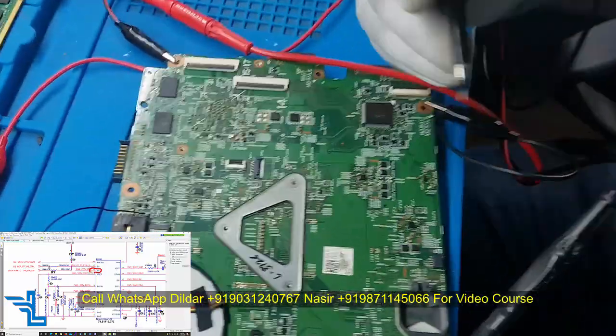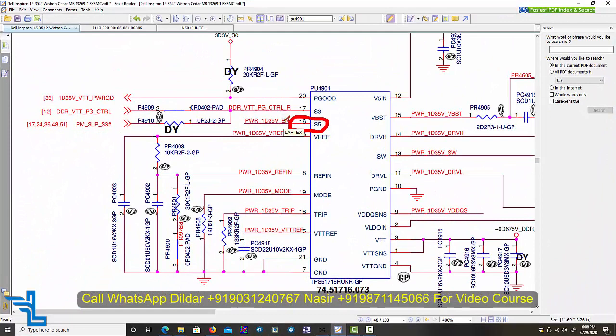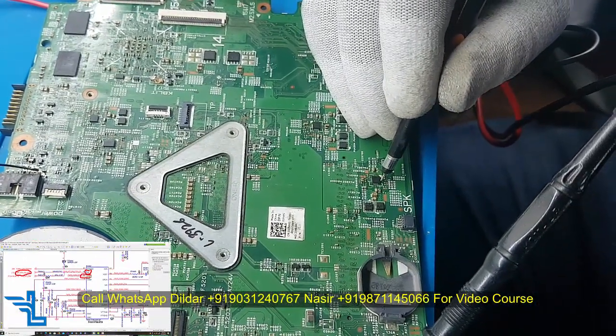After generating the VDDQ voltage, we need to check the VTT supply. In the RAM IC, the signal is usually given as the S3 supply. It is dedicated to the VTT enable. The DDR VTT power good control signal is coming from the processor. When the processor has got the VDDQ supply, it will release the VTT enable supply, which will come on pin number 17. So now let's check pin number 17.